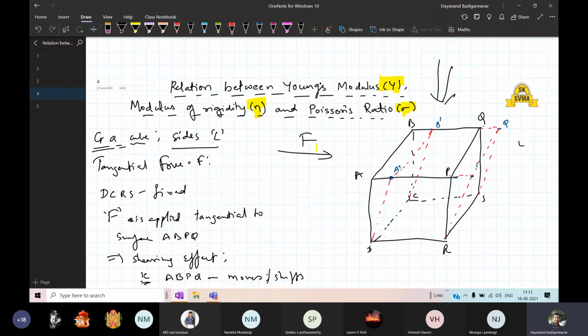This is how the shearing effect is taking place. There is a movement of the top layer. Once there is a movement of the top layer, there is a shearing angle. This angle we call theta. So theta is known as the shearing angle. It is also called the shearing strain. This is the shearing strain.